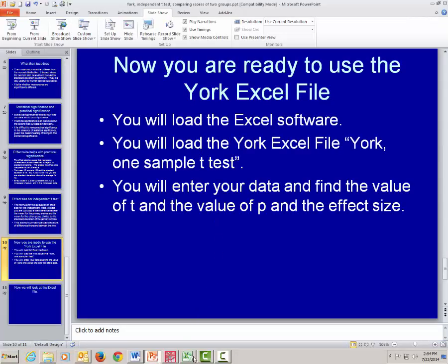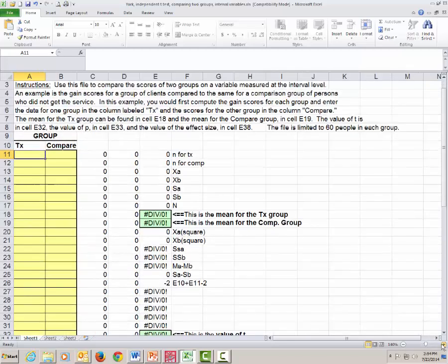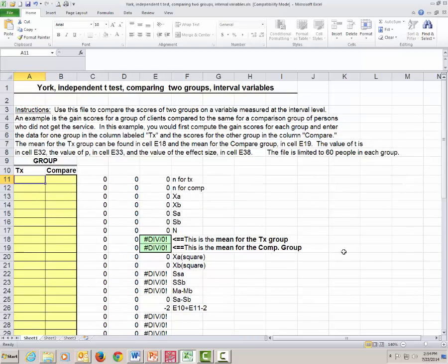Okay, now I'm going to move to the Excel file, which you can use to actually use the independent samples t-test. And here we go. This is the independent samples t-test. As you can see at the top, it's got the label York Independent T-Test comparing two groups interval variables. This, by the way, at the top is the name of the actual file, Excel file. I'm of course using Excel, so you must have Excel on your computer. You must first load Excel, then load this file, and you're ready to go.